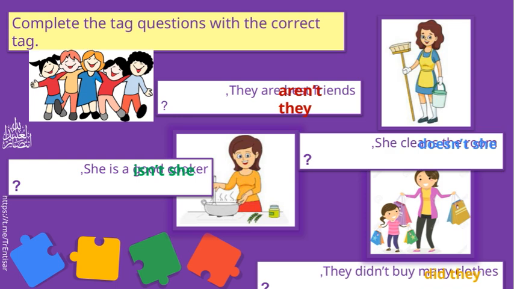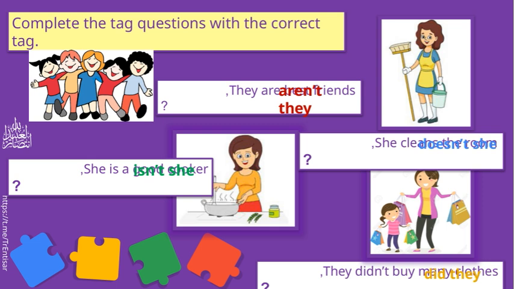Next, they didn't buy many clothes turns into they didn't buy many clothes, did they? Here, because the sentence is in the past tense with didn't, the tag asks, did they? Finally, she is a good cooker becomes she is a good cooker, isn't she? Using is for the present tense and the negative form in the tag to confirm the statement.